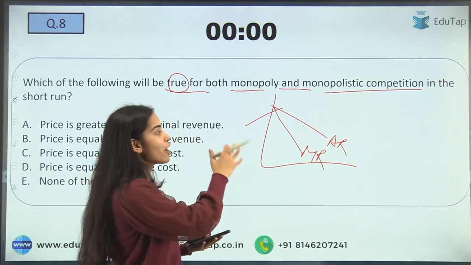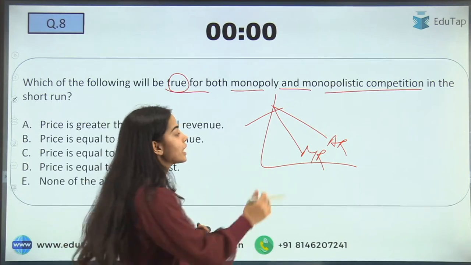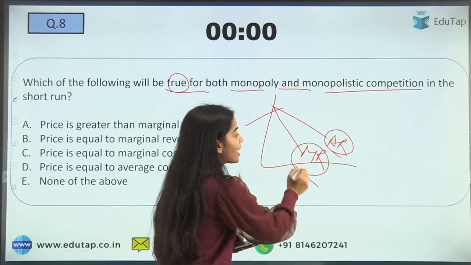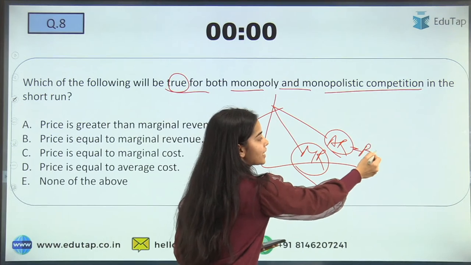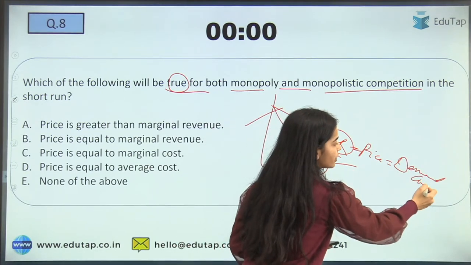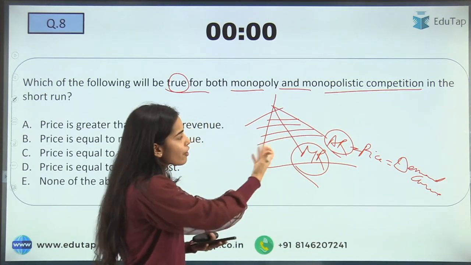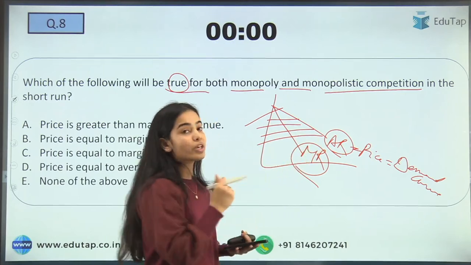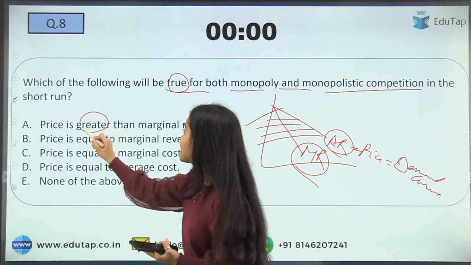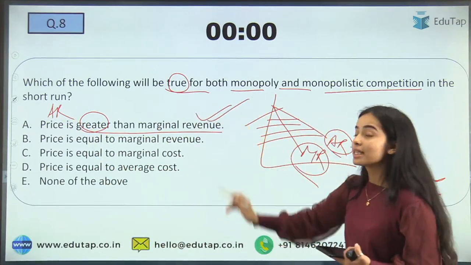This is the graph of monopoly and monopolistic competition, in both of which AR is higher than the MR. AR means the price. AR is the price and AR is also the demand curve. AR shows where the price will be. And of course, you can see that AR will always be higher. The price is greater than the marginal revenue, and that's why this is the right answer.